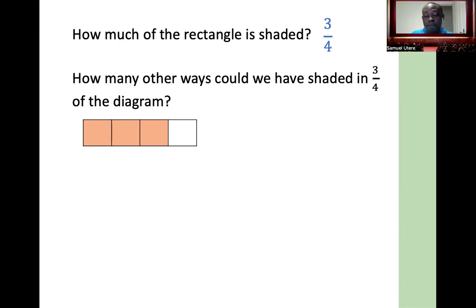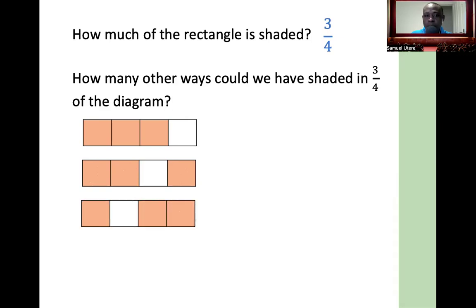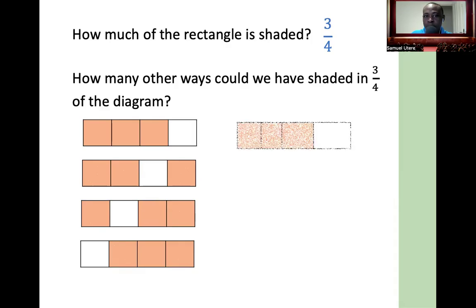How many other ways could we have shaded 3/4 in the diagram? Well, there are different ways we can do this, but just watch. We can do this. That's 3/4. We can also do this. We can also do that. And what about this one? Would you say this is 3/4? Have a think. Of course not. They are not equal parts, so we cannot say 3/4 is shaded.